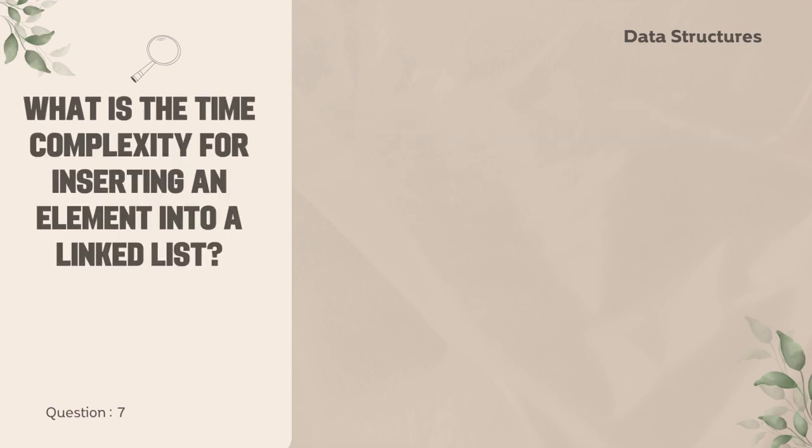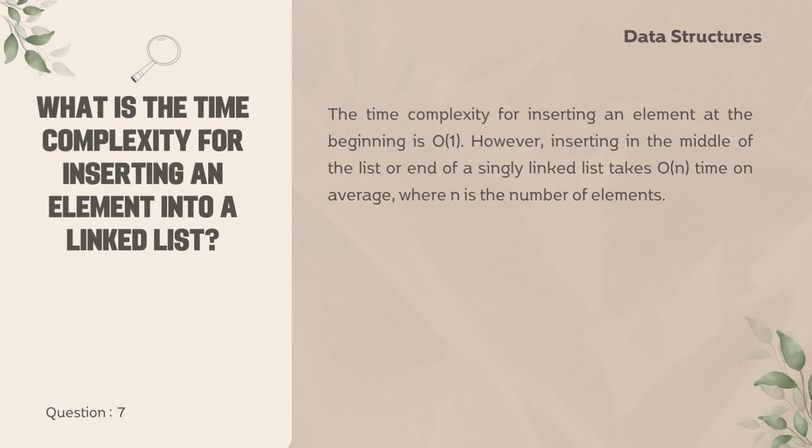What is the time complexity for inserting an element into a linked list? The time complexity for inserting an element into a linked list depends on the position where the element is being inserted. There are three main cases to consider. One is inserting at the beginning, insertion at the end, insertion in the middle. Inserting an element at the beginning takes O(1), while inserting in the middle of the list, it will take an average of O(n).